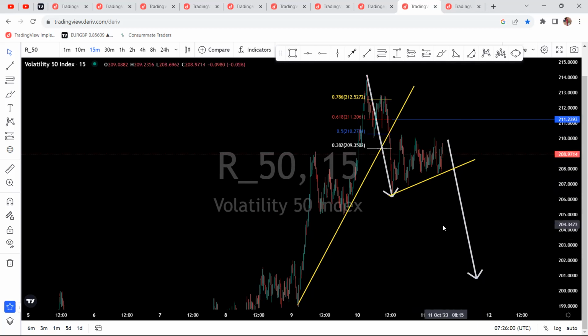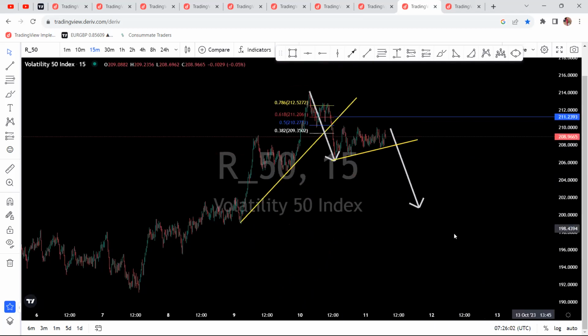That is another opportunity to sell. Okay, so that is another target. This is one of the markets or the trade of the day. So don't miss it because profit is coming.